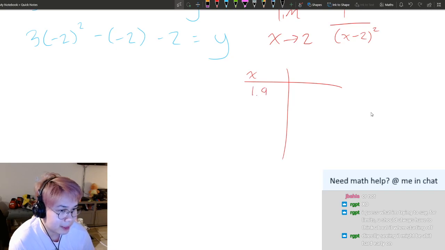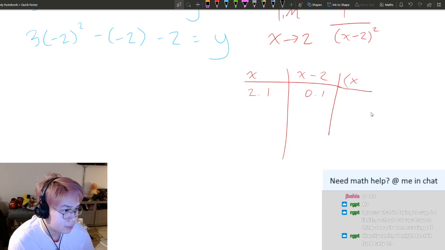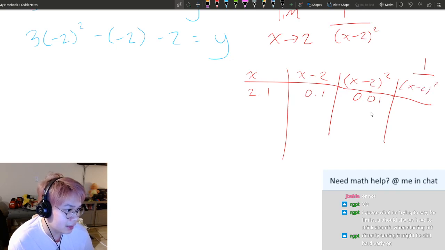So if x is 1.9, right? Then x minus 2. Actually, let's start on the other side. 2.1 is close to 2. So x minus 2 is 0.1. x minus 2 squared is 0.01. 1 over x minus 2 squared is, I think it's 100.